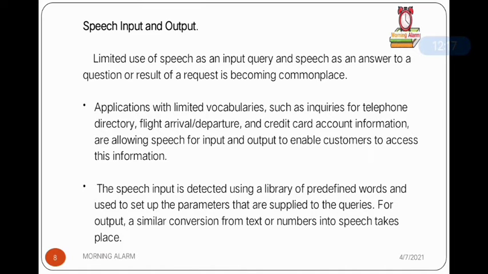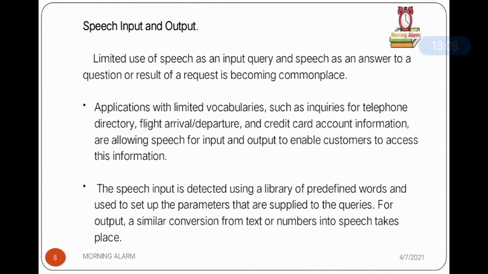Next one we have is speech input and output. This type of interface is similar to speaking to Google or Siri. The intended use of speech as an input query and speech as an answer to the request is becoming commonplace. As we see in our daily life applications, we talk to Siri, which is an artificial intelligence. So in this interface also we give the input in the form of speech and get the output in the form of speech.